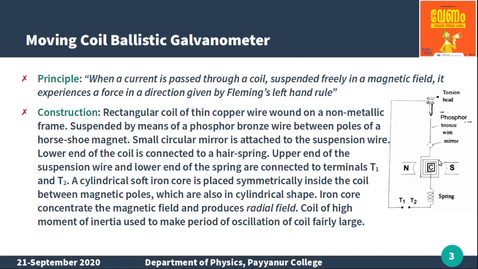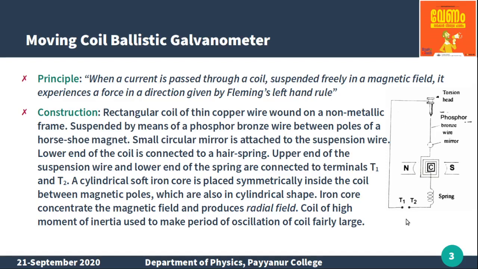We have this rectangular coil suspended in between the strong poles of a horseshoe magnet by means of a phosphor bronze wire, and there is a mirror attached to that suspension wire, and the top end of the wire is connected to the torsion head. From the torsion head, that wire goes to terminal T1, and the lower end of our rectangular coil is connected to a hair spring. From the lower end of the hair spring, we are connected to T2, and through this we can give the potential.